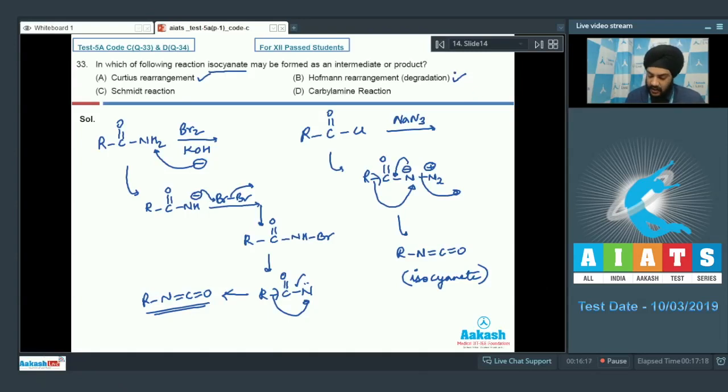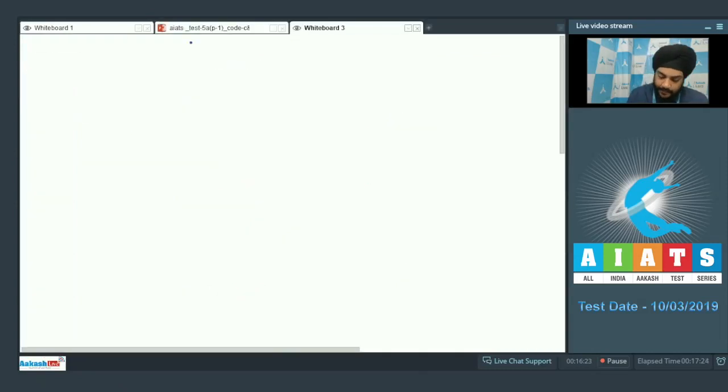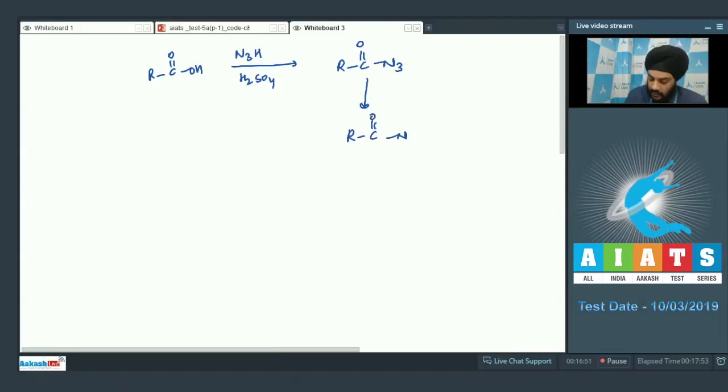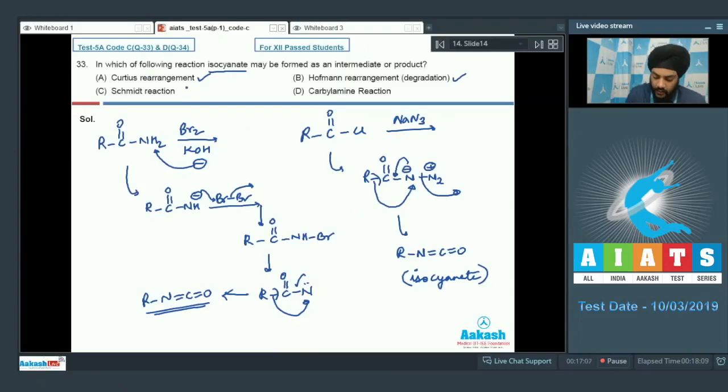The Schmidt reaction is identical to the Curtius rearrangement. So in the Schmidt reaction, we have RCOOH reacting with hydrazoic acid, which is N3H, in the presence of H2SO4. So this will also lead to the formation of RCON3, as we had seen in the Curtius rearrangement, and we know that this will also lead to the formation of the isocyanate. So the C option is also correct, students.